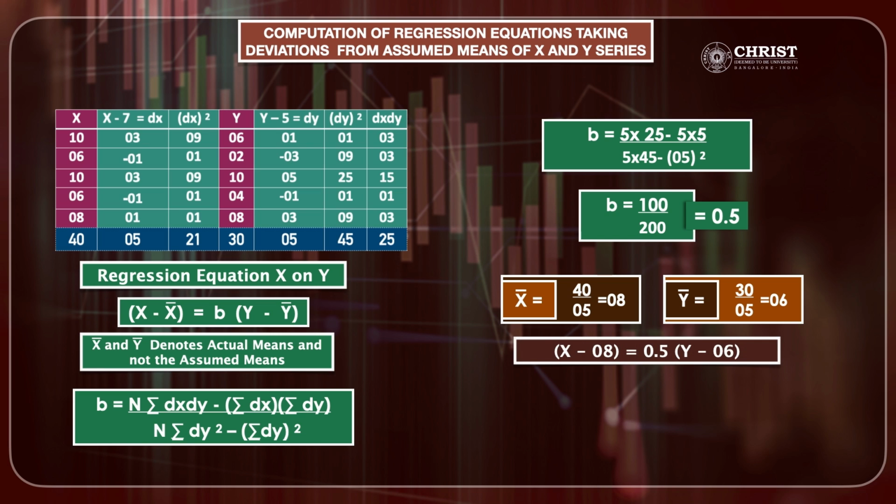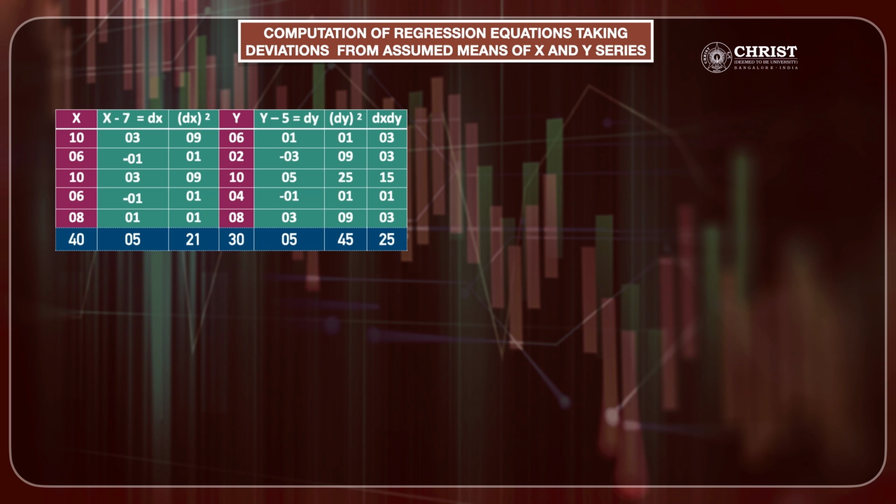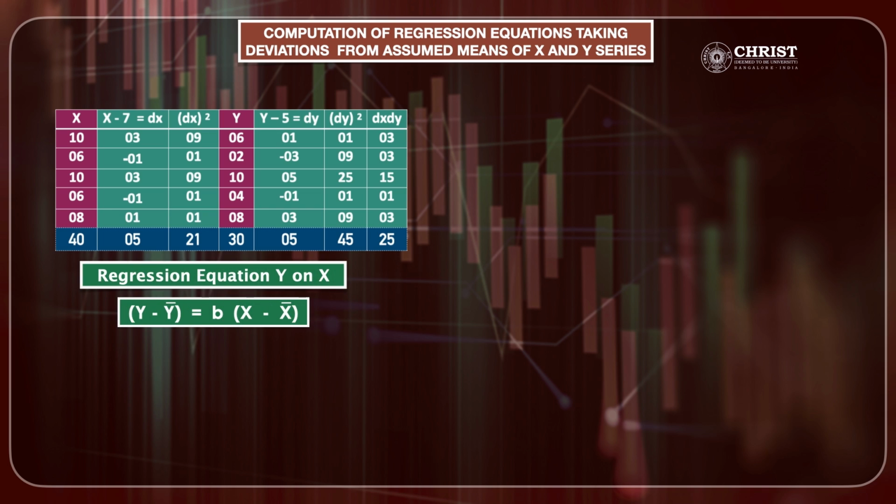That is x minus 8 is equal to 0.5 into y minus 6. So x minus 8 is equal to 0.5y minus 3. So x is equal to 0.5y plus 5. So this is the first equation, regression equation x on y. Now the second equation, regression equation y on x, that is y minus y bar is equal to b into x minus x bar.